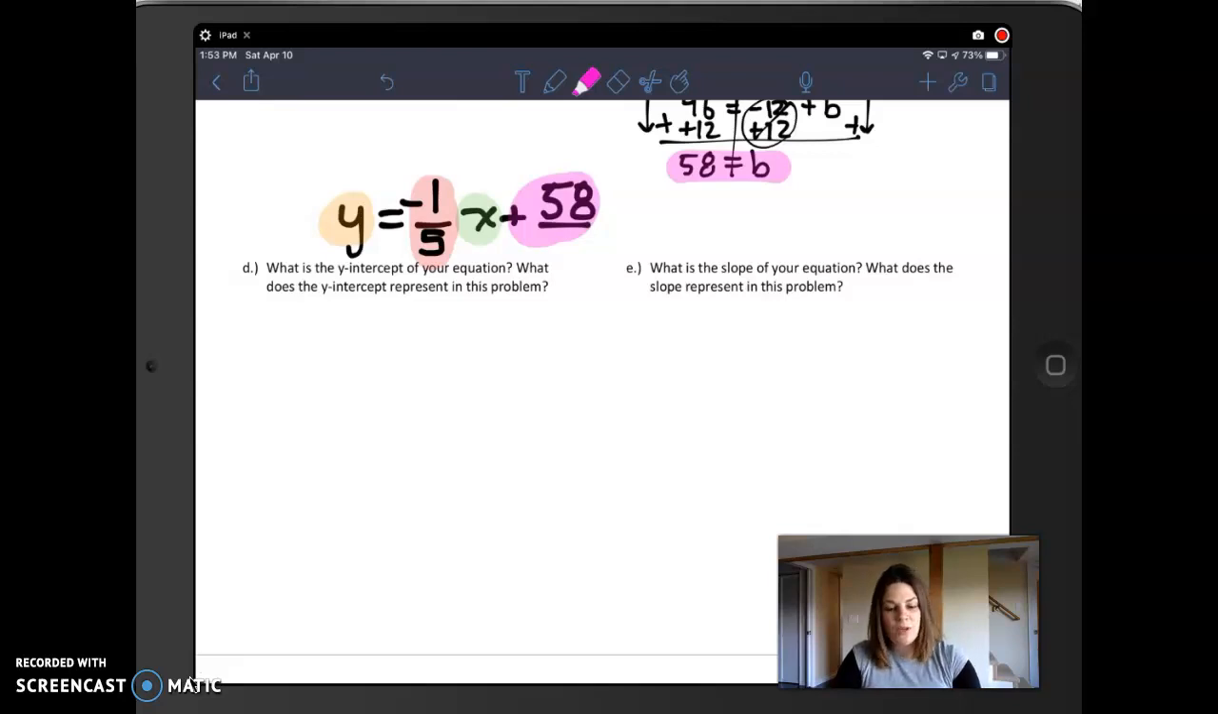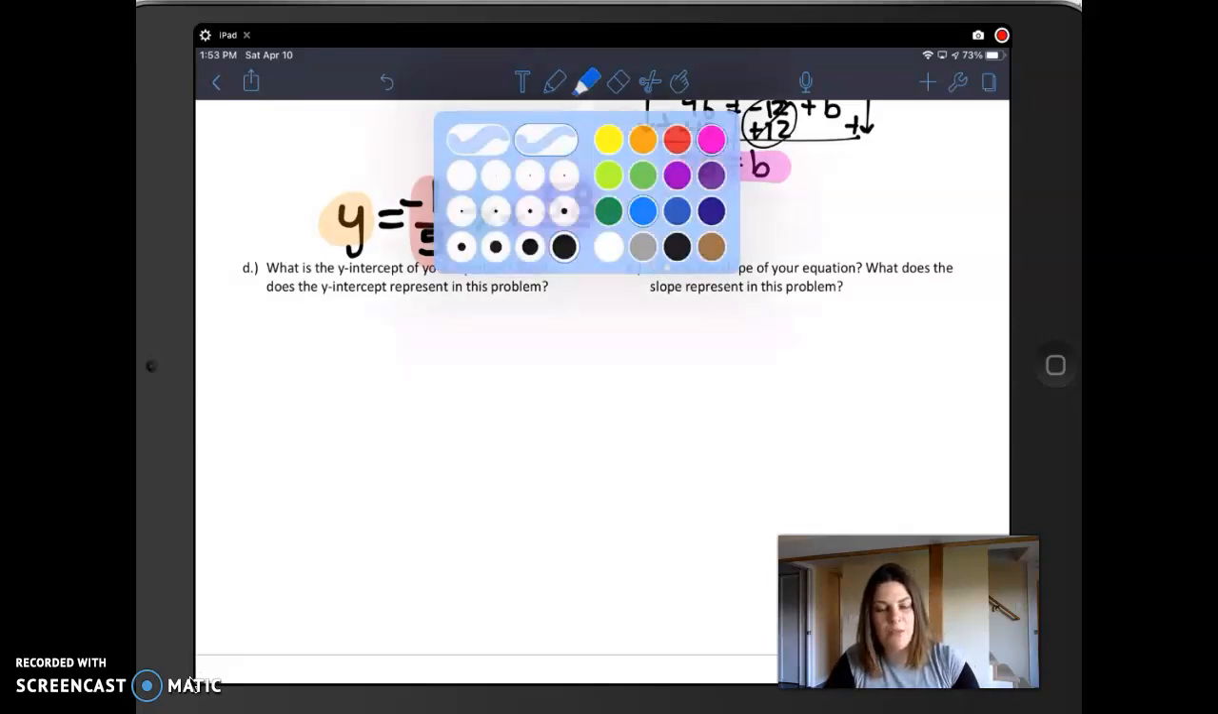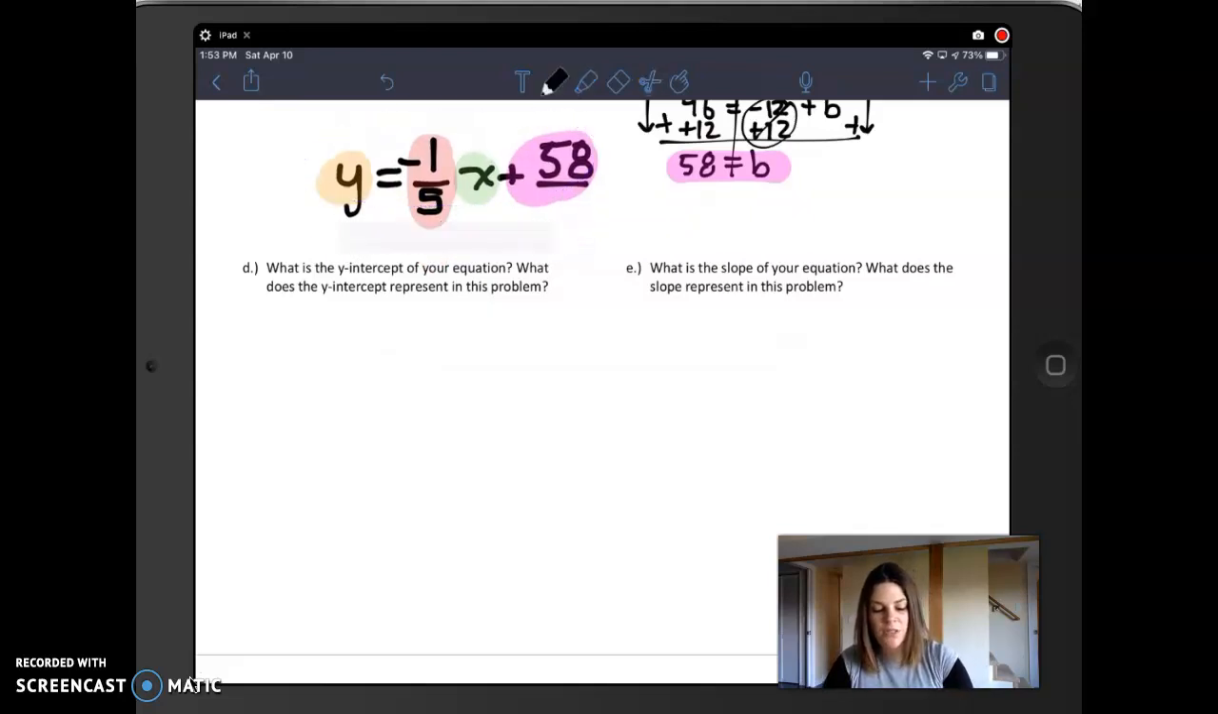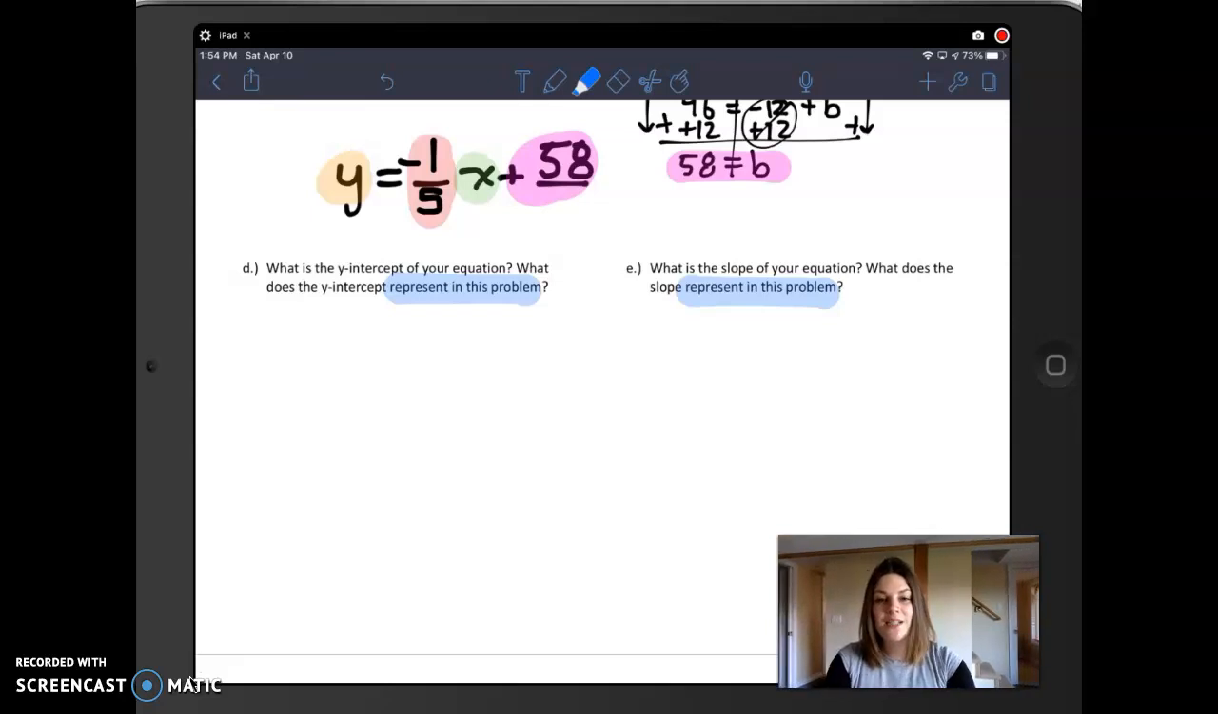So these next couple questions have to do with knowing vocabulary, knowing the definitions of words. Hopefully you already have a little bit of an understanding because we did a couple of examples in the Kahoot. Let's take a look at them. Remember, whenever it says represent in this problem, it's asking you to explain what it means in the real world. And so it says, what is the y-intercept of your equation?